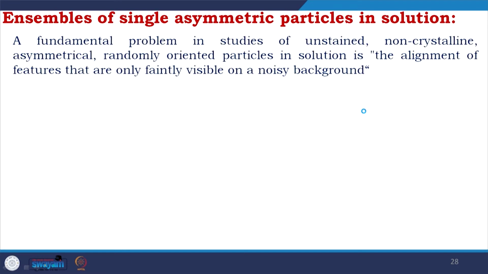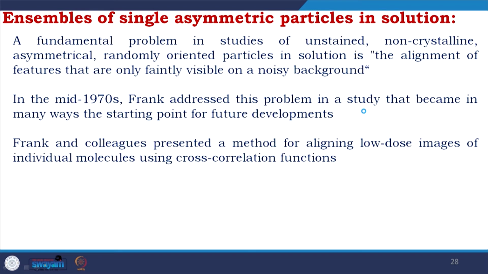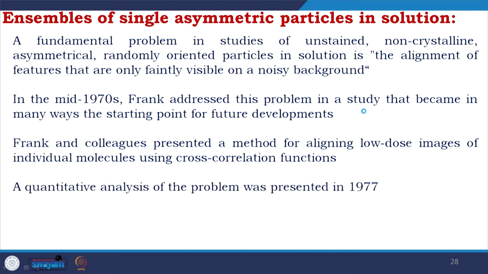Coming to the ensembles of single asymmetric particles in solution, a fundamental problem in studies of unstained, non-crystalline, asymmetrical, randomly oriented particles in solution is the alignment of features that are only faintly visible on a noisy background. In the mid 1970s, Frank addressed this problem in a study that became in many ways the starting point of future developments. Joachim Frank and his colleagues presented a method of aligning low dose images of individual molecules using a cross correlation function. This is again a very important part of the revolution of cryo-EM.